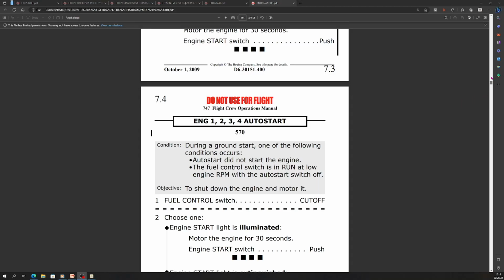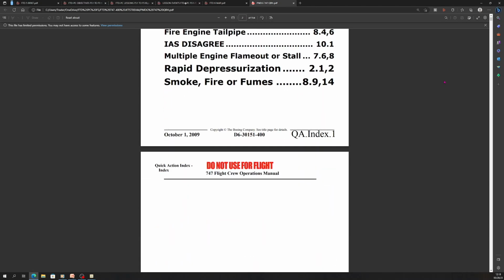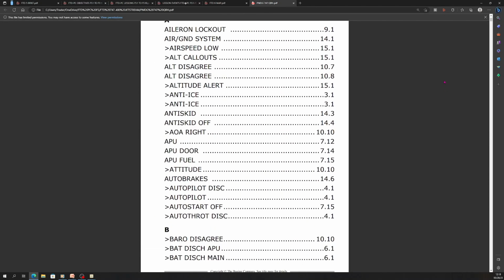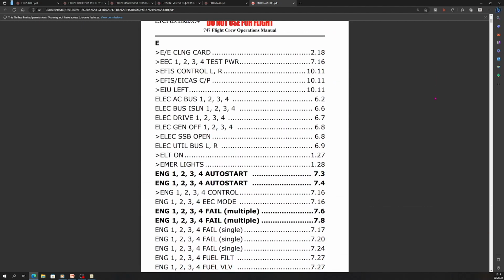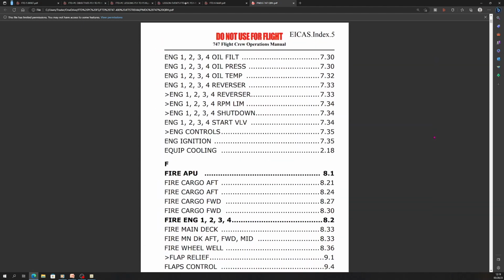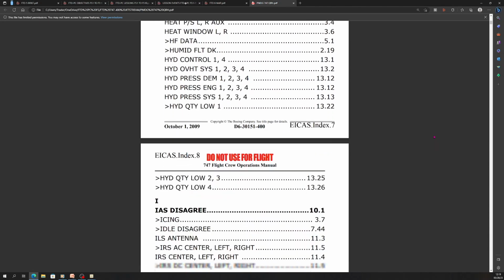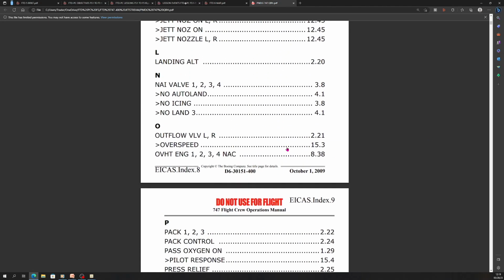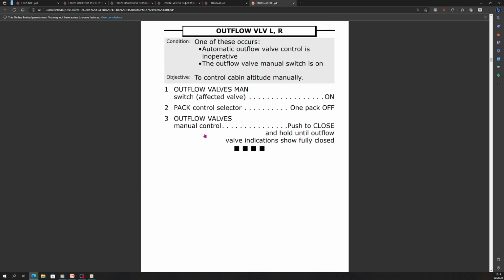And we'll go to the ICAS message list, which is right here. And let's say we have an outflow valve left message. So we're going to go to the O's. Now we can see we have outflow valve left and right. We have outflow valve left. It's in section 2.21. So we would turn to that in the book. In our case, it's linked, so you can push and go to the outflow valve left, right. Condition, one of these occurs.